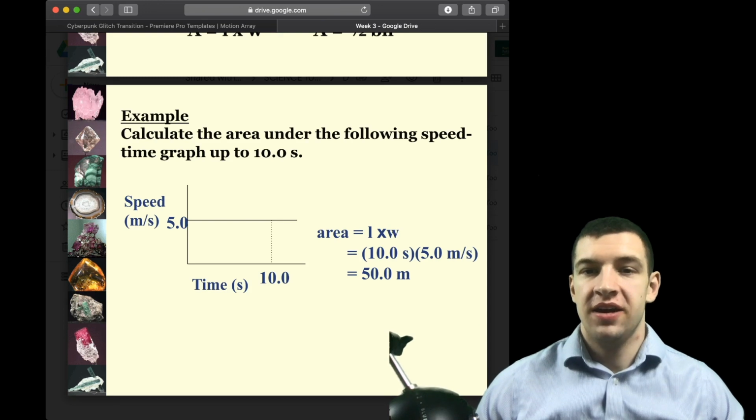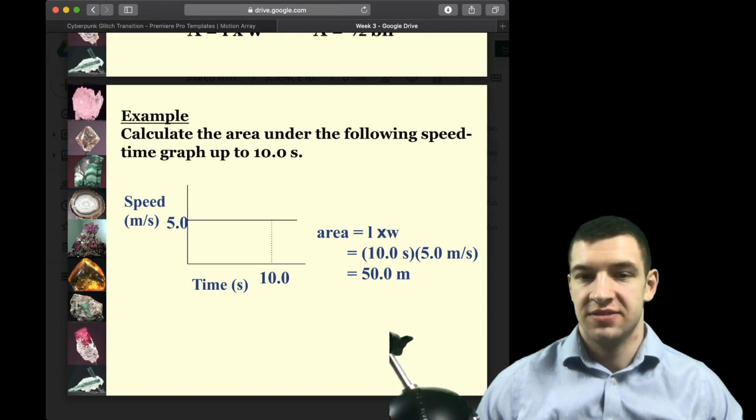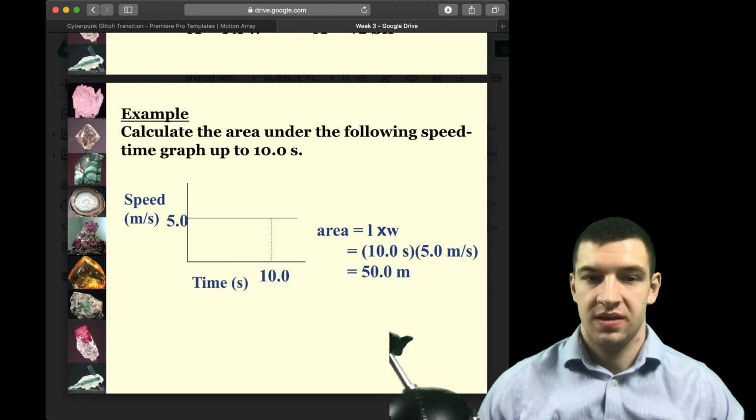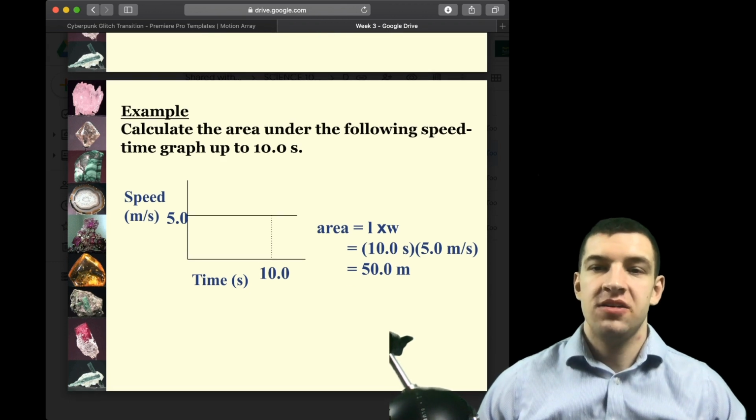So calculate the area under the following speed time graph up to 10 seconds. We just did this, right? Length times width. Length is 10 seconds, the width is 5.0 meters per second, which equals 50 meters. All right. So that's how you do graphs.